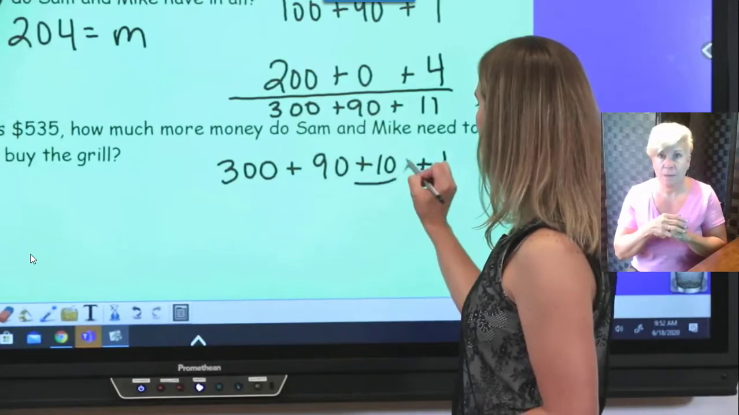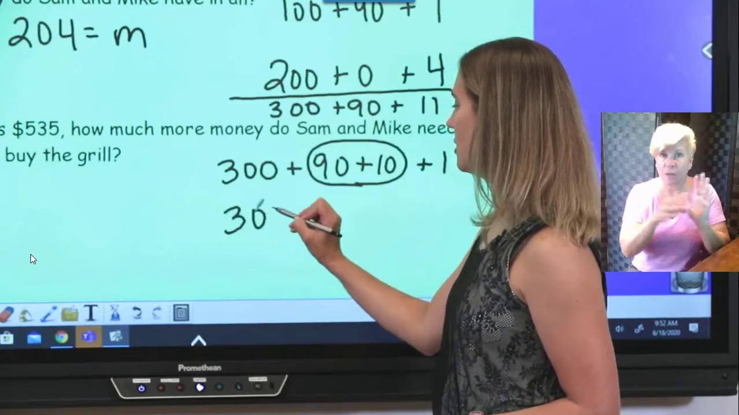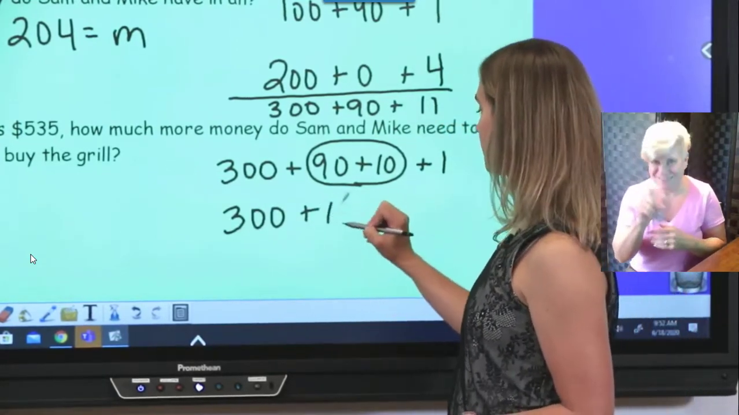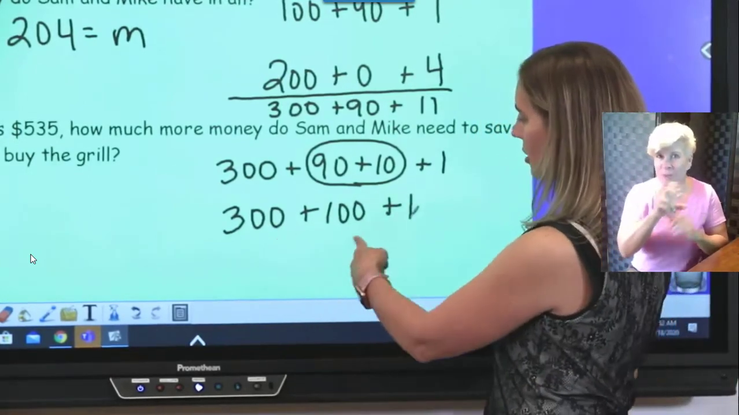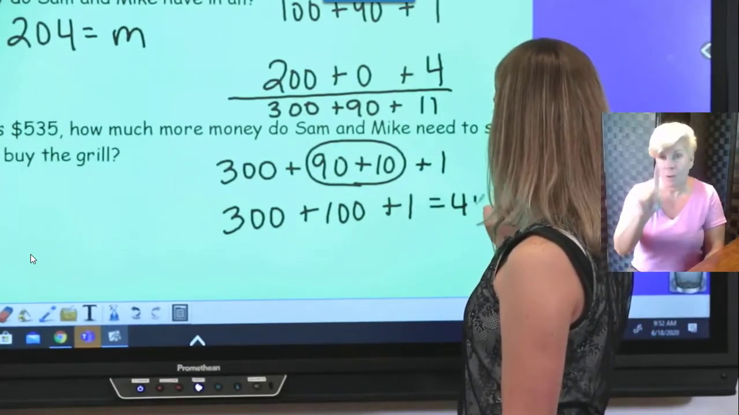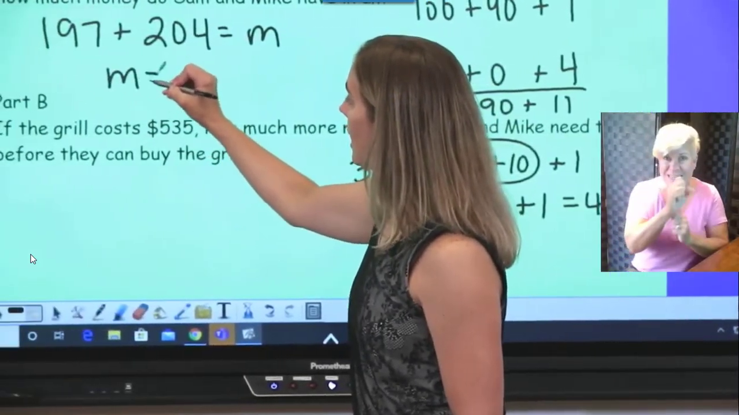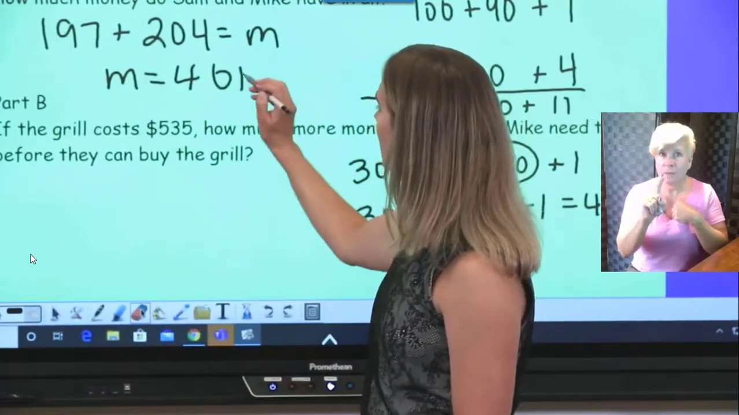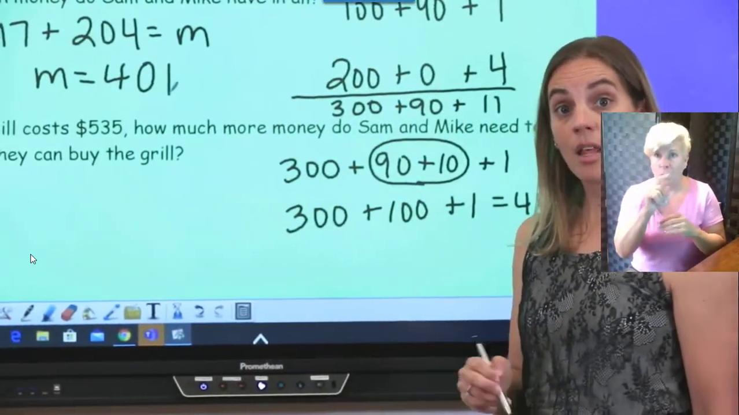Well, okay, I can use my associative property and group those together, can't I? So now I have 300. Let's add 90 plus 10. Yep, 100 plus 1. Well, I can do that. That's no problem at all. 300 plus 100 is 400 plus 1 is 401. So I know that all together, Sam and Mike have 400, whoa, my goodness, and $1. That looked like a 6, didn't it? Goodness. $401. That's the first part.